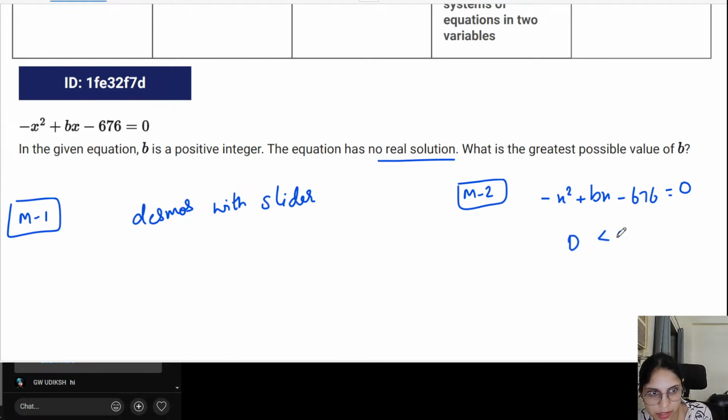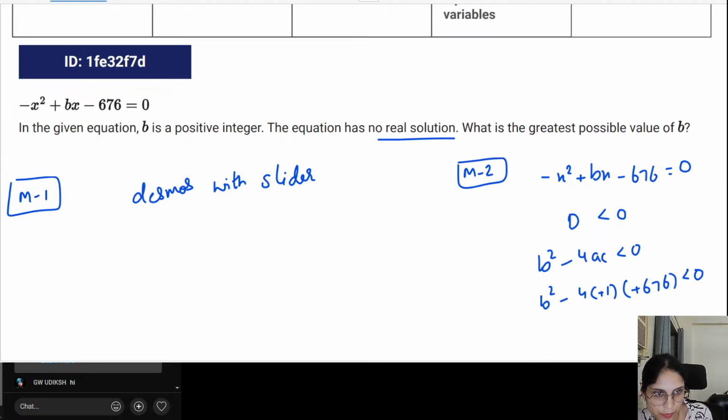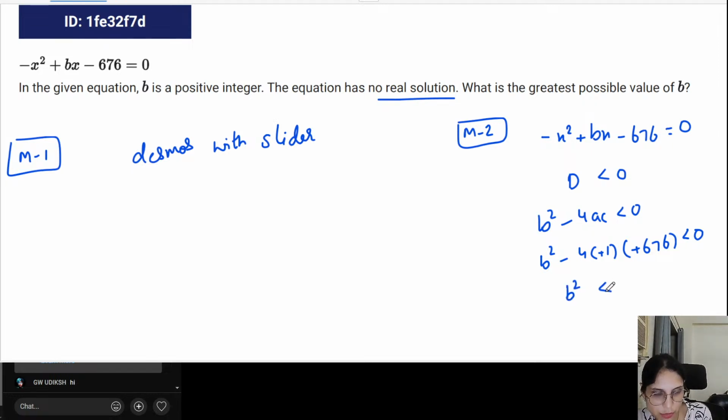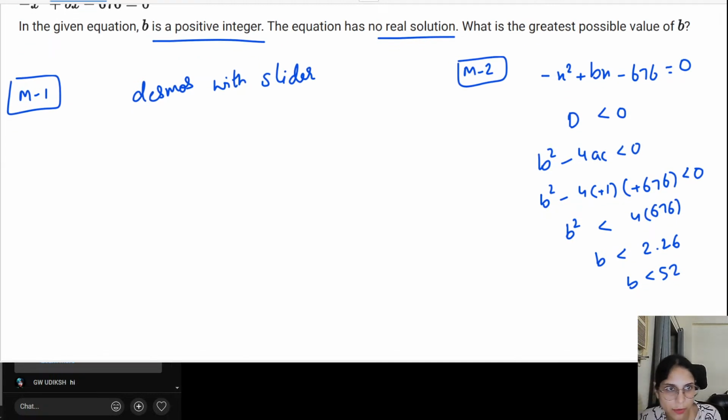No real solution means discriminant has to be less than 0. B squared minus 4ac has to be less than 0. So b squared minus 4 times negative 1 times negative 676 has to be less than 0. B squared has to be less than 4 times 676, and b is a positive integer, so b has to be less than 2 times 26. So greatest possible value of b has to be less than 52. So it has to be 51. It cannot be equal to 52.